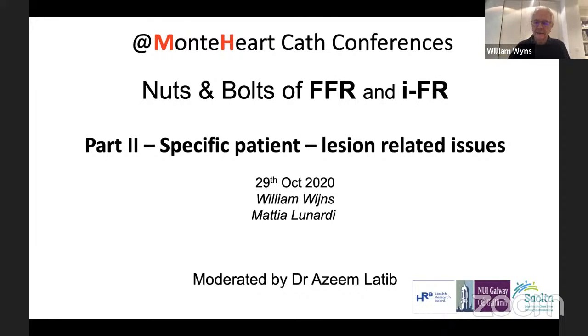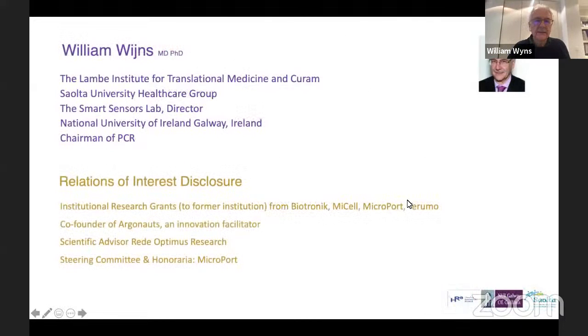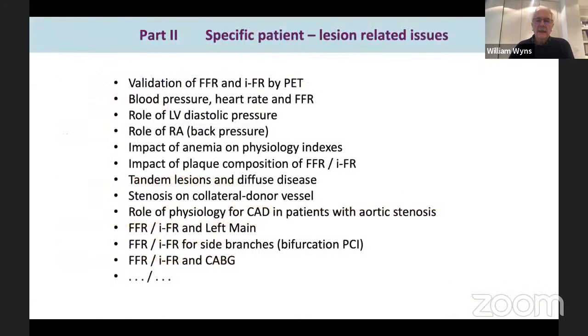So I'm going to do this together with Mattia, who is a postdoc interventional cardiology fellow, so to speak, from Verona, who joined us in Galway just a few weeks ago. These are my disclosures. Now, the list of topics or clinical situations that either refer to a specific patient population or specific lesions, this is the list. It is your list, right? It is a long list of situations where you had questions on how to use it and what the interpretation is.